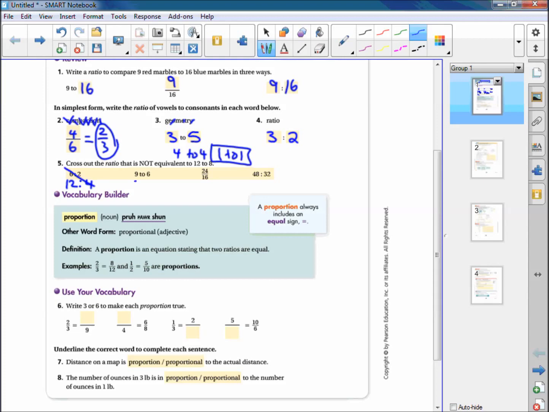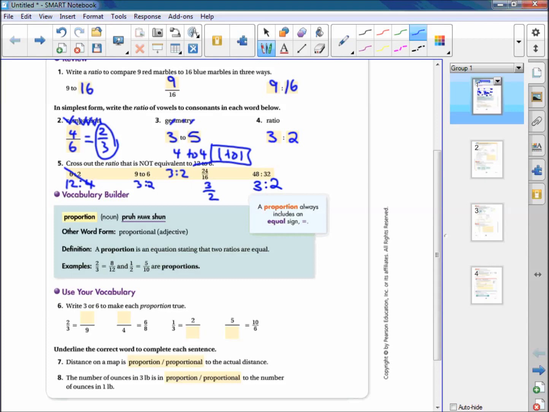This one here reduces to 3 halves, 3 to 2. And so does 12 to 8. That's the same as 3 to 2. Let's see, 8 divides into these evenly, so that's 3 to 2. And let's see, 12 is the biggest thing that divides, oh, nope. 16 is the biggest thing that divides evenly, so that goes in there 3 times and 2 times. So all the rest have the same equivalent ratio.